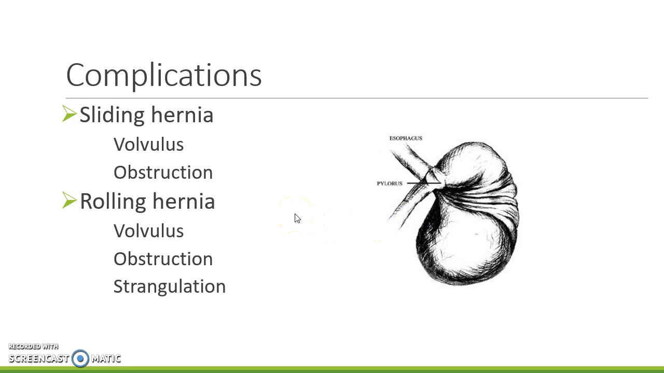Complications include volvulus or obstructions and strangulations. A picture here is of the volvulus, which is a twisting. Obstruction would be where it's either partial or complete, and a strangulation would be where actually the blood supply is cut off to the stomach and causes necrosis.